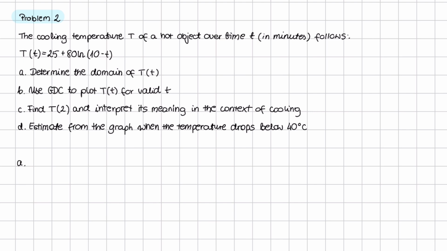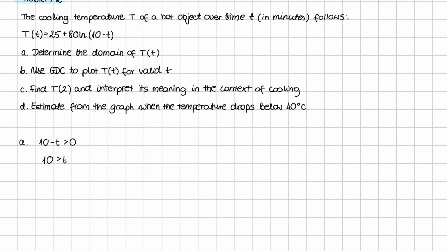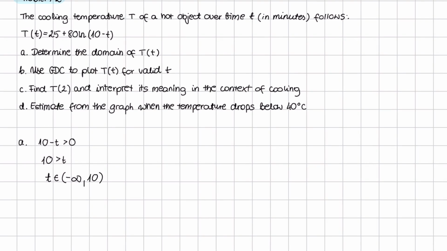In order to determine the domain, we have to find if our function has any constraints. And we remember that for logarithms, the number in the bracket has to be greater than 0. So our 10 minus t has to be greater than 0. So 10 is greater than t, so our domain is for t from minus infinity to 10.